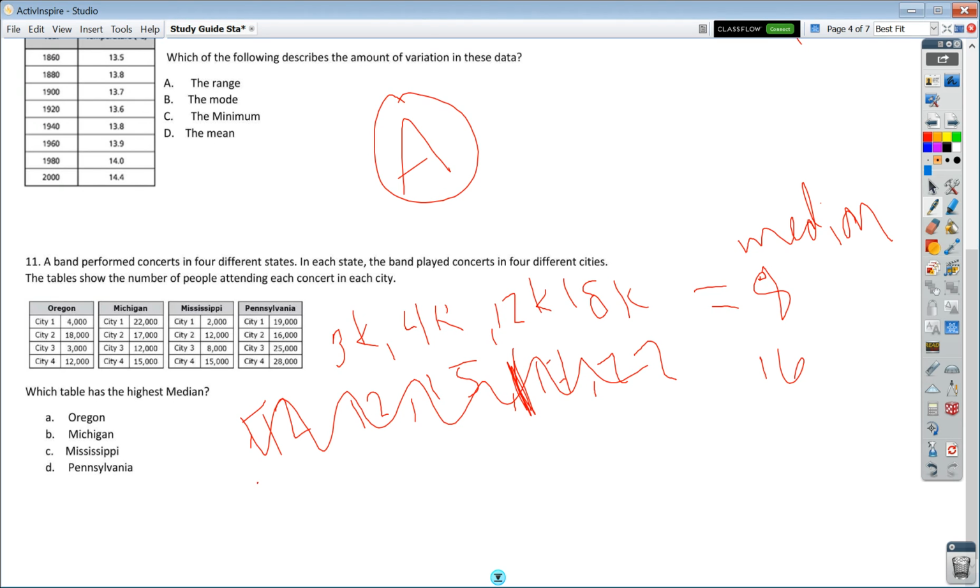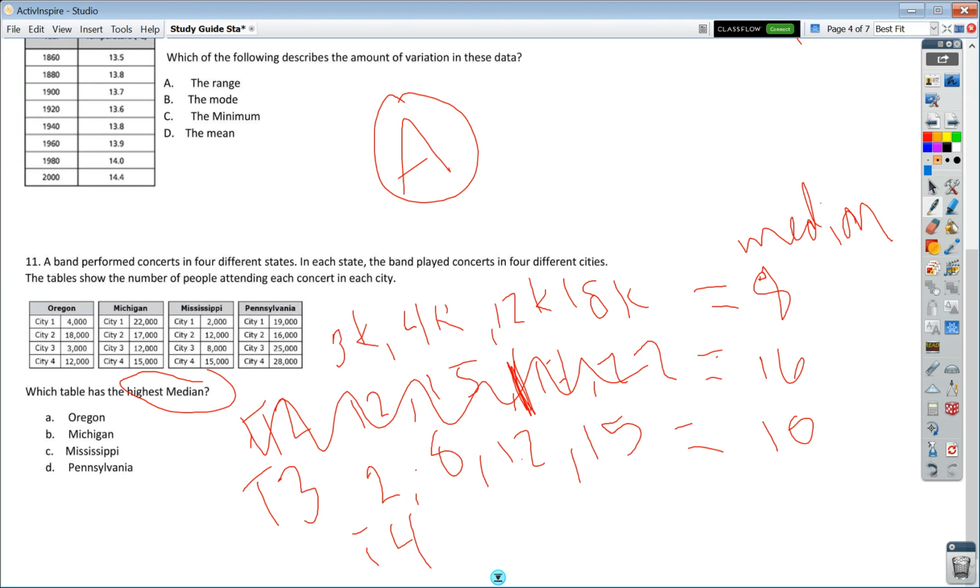Next one is table 3. It's 2, 8, 12, 15, so halfway between 8 and 12 is 10. So that's not going to be that one either. It shows the number of people. It has the highest, my bad, the highest median. So this might actually be the right answer. Better be. So let's do table 4.